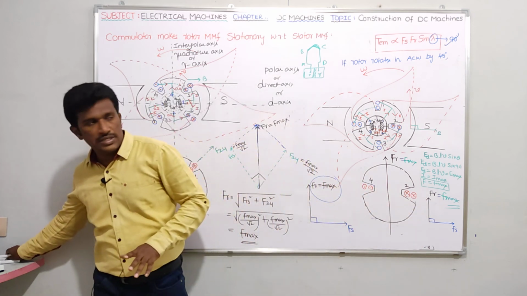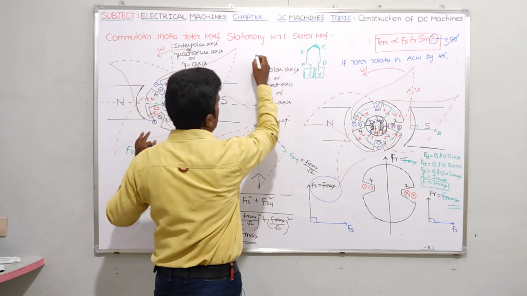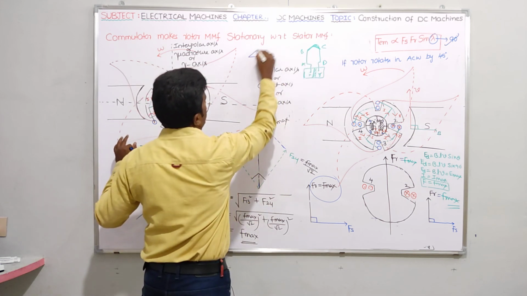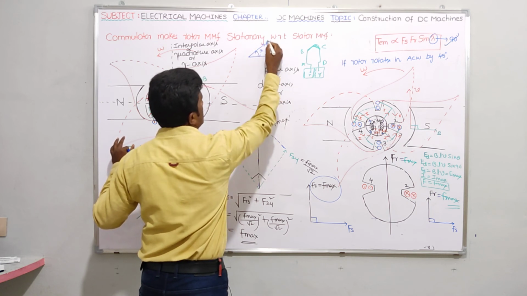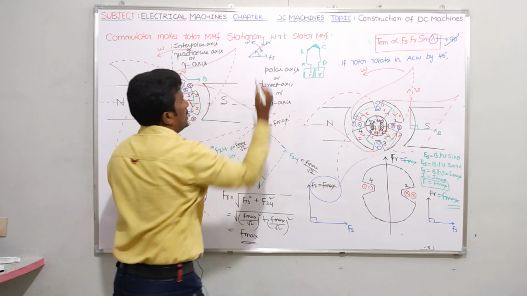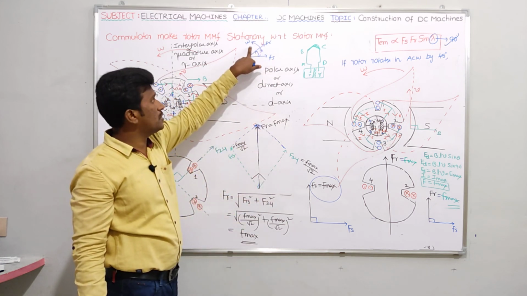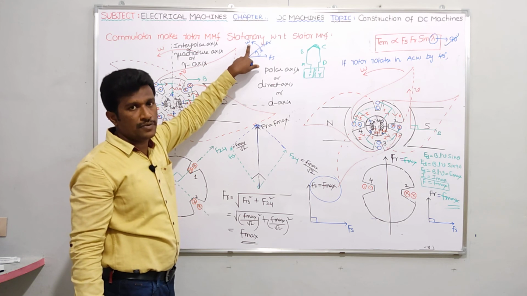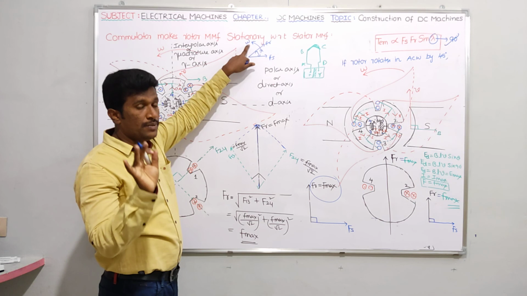Okay, so there is a very simple conclusion. As I previously drew in the figure, if Fs is like this and Fr is like this, the angle delta is the angle between Fs and Fr. Suppose you rotate the rotor in anti-clockwise rotation by omega speed. Generally, see, I am repeating very slowly.